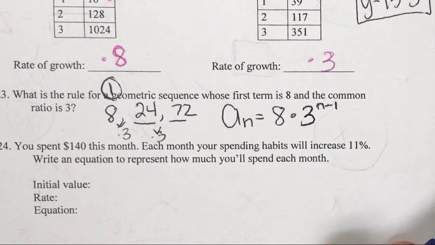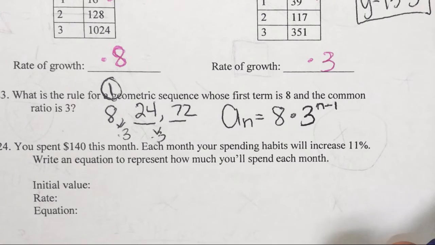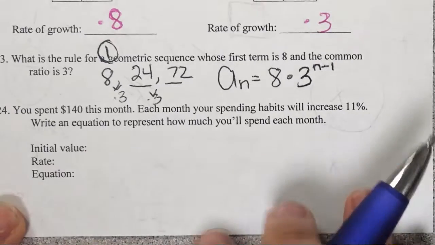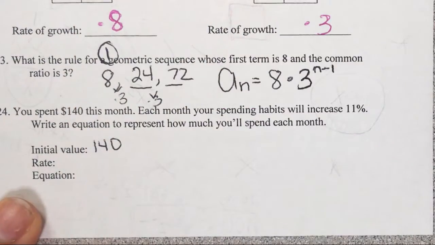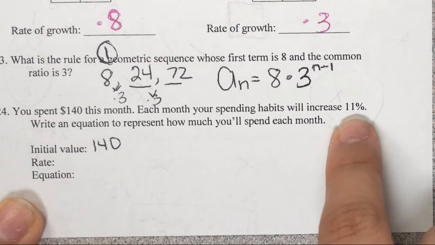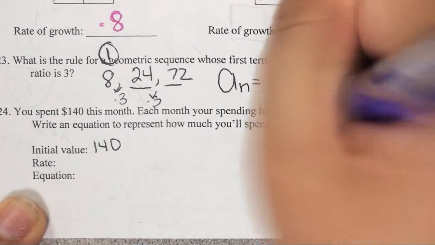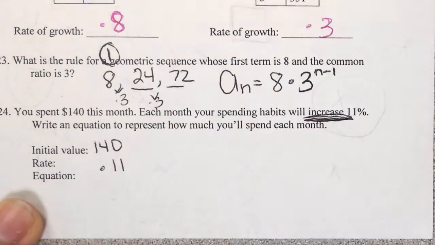Alright, last one. You spent 140 this month, Brian. Each month, your spending habits will increase by 11%. What's my initial value? 140. What's my rate? 11. Okay, 0.11. Be careful. It's 11%, but I'm increasing. 0.11 is wrong because it's less than 1. Because I need to do what to it?